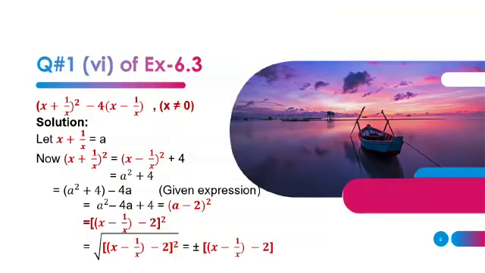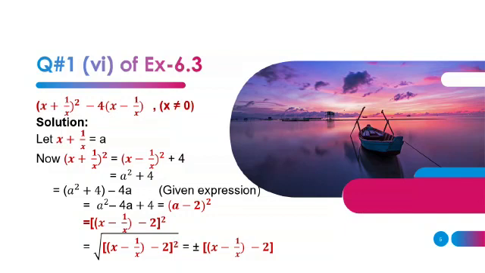The next question is question number 1, part 4 of exercise 6.3. I have taken two parts of your question number 1 of exercise 6.3, which is related to square root, so that this skill, square root by factorization, can be polished easily. The statement is (x plus 1 over x) whole square minus 4 times (x minus 1 over x), whereas x cannot be equal to 0 because you cannot put 0 in the denominator, so it is a condition for this.